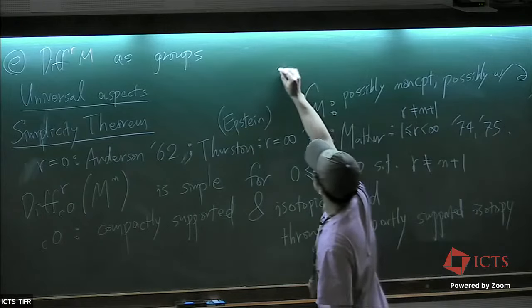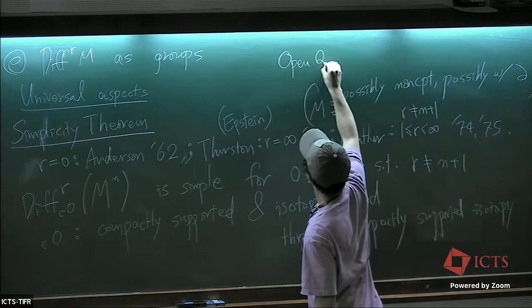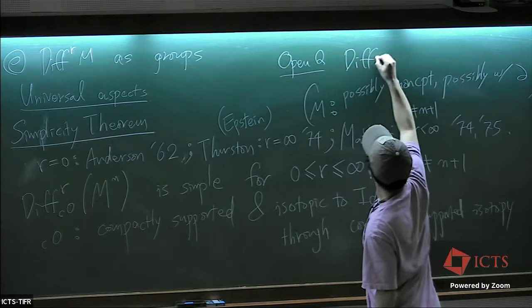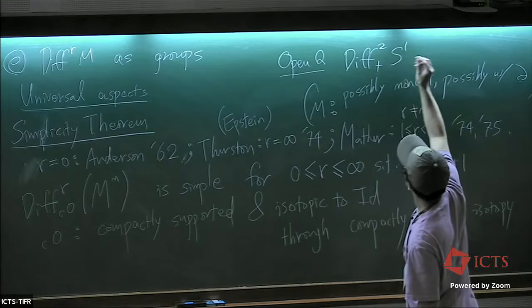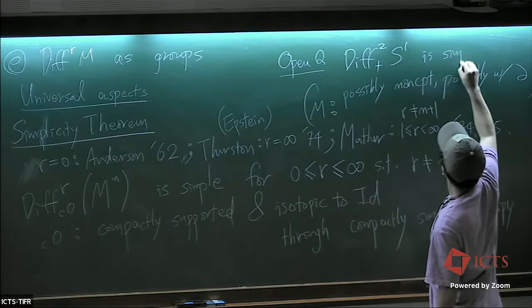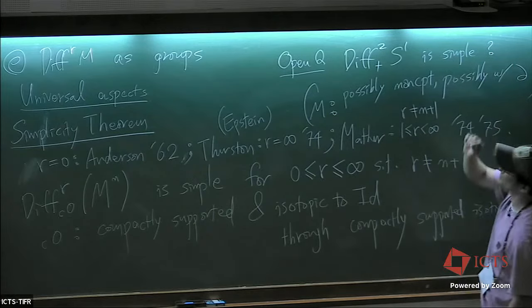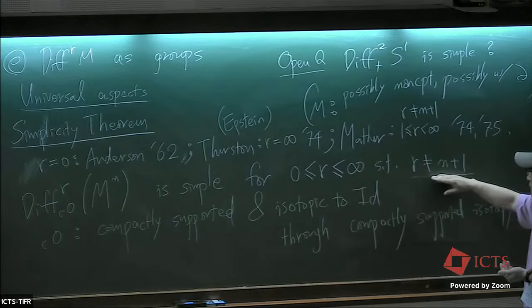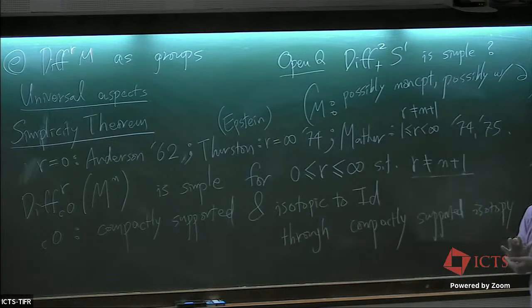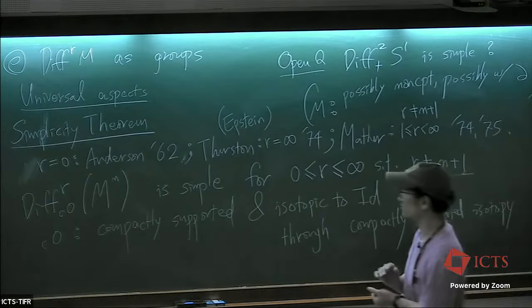In particular, a famous open question is whether the C^2 diffeomorphism group of S^1, and obviously you have to take orientation preserving, is simple or not. So this is still an outstanding question in this field. That's why r equals n+1 is excluded in the theorem. There's nothing wrong with r equals n+1 except that it's not proved. So we don't know. It is possibly still simple, but people have no idea.